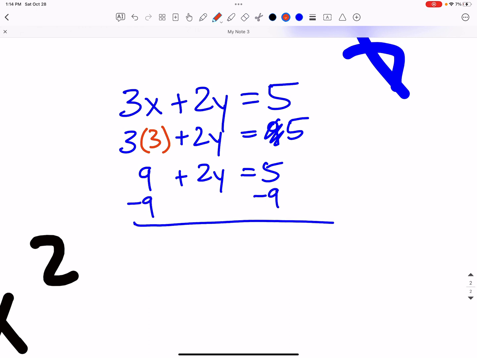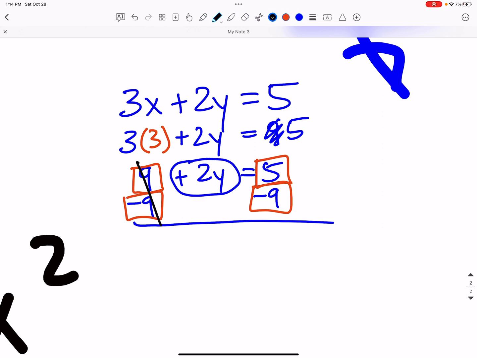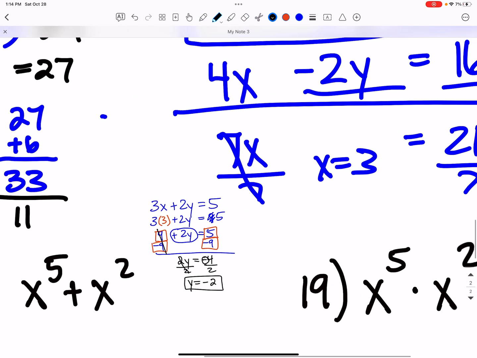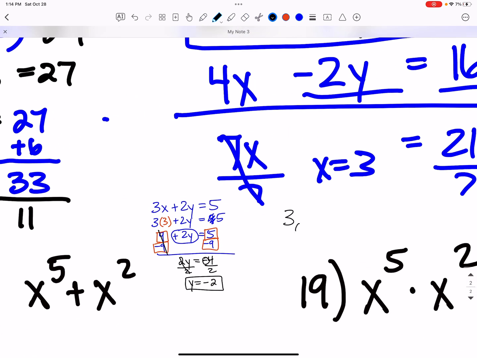If you want me to see what it looks like with teams, there's what it looks like with teams. Dead. 2y's equal negative 4, divided by 2, divide by 2. Y equals 4 divided by 2 is 2, and there's no negative, nothing kills off the negative, so negative 2. So the answer is, in alphabetical order, 3, negative 2.